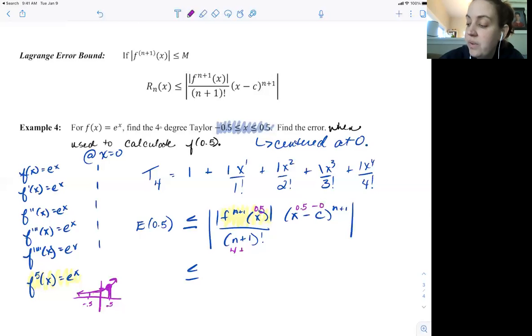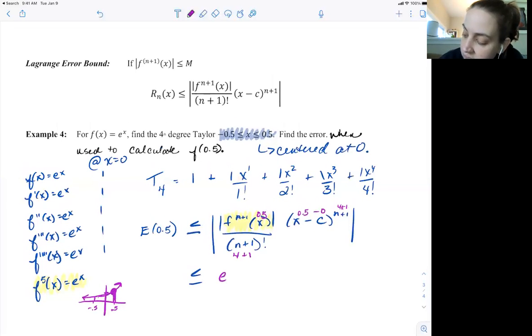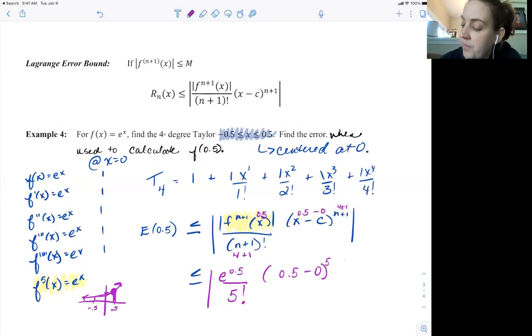So this is 4 plus 1 factorial, and this is a 4 plus 1. So e to the 0.5 goes in the numerator. In the denominator is 5 factorial. I put my absolute value too soon. And then this is 0.5 minus 0, that's where it's centered at, to the 5th power. And so your error is less than all of that.